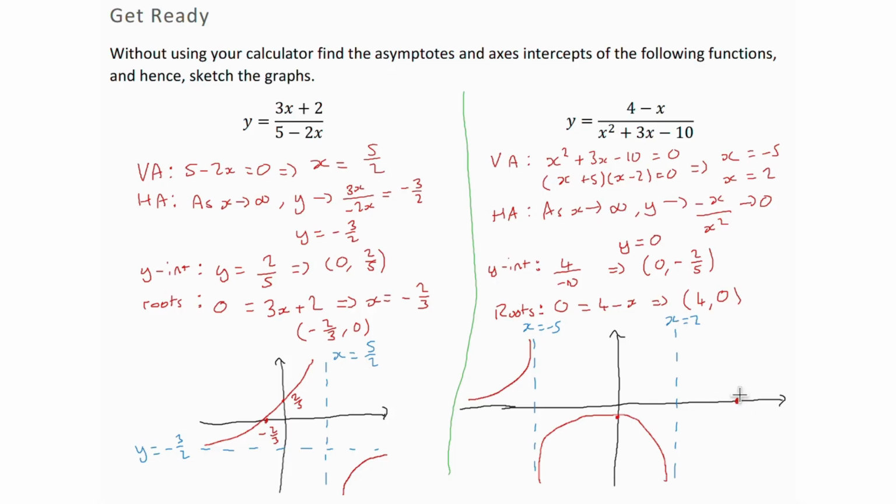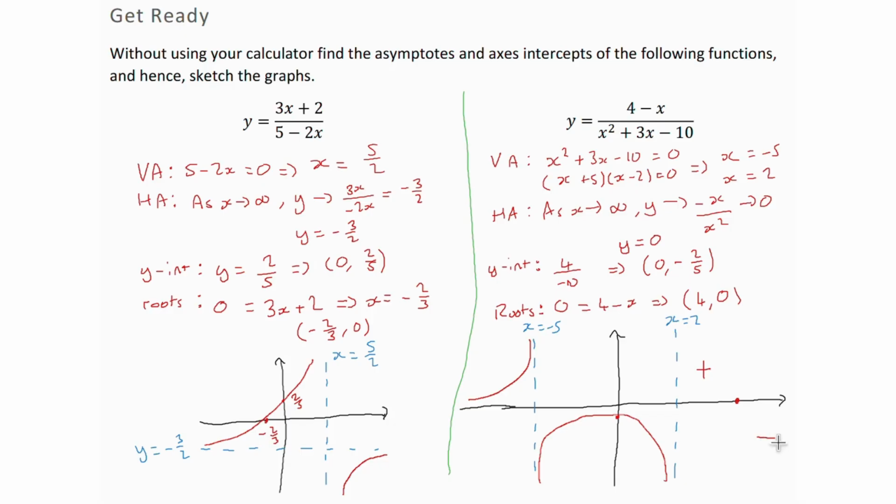On this side, though, we've got a root. So let's think about either side of the root. Let's think about at 3. At 3, we get 4 minus 3 is 1, so that's positive. And then 9 plus 9 minus 10, so that's positive. So it's positive between the asymptote and the root. And then after the root, let's choose, let's say, 5. 4 minus 5 is minus 1, so that's negative. 25 plus 15 minus 10 is positive. So we've got negative over positive. So after the root, it's negative.